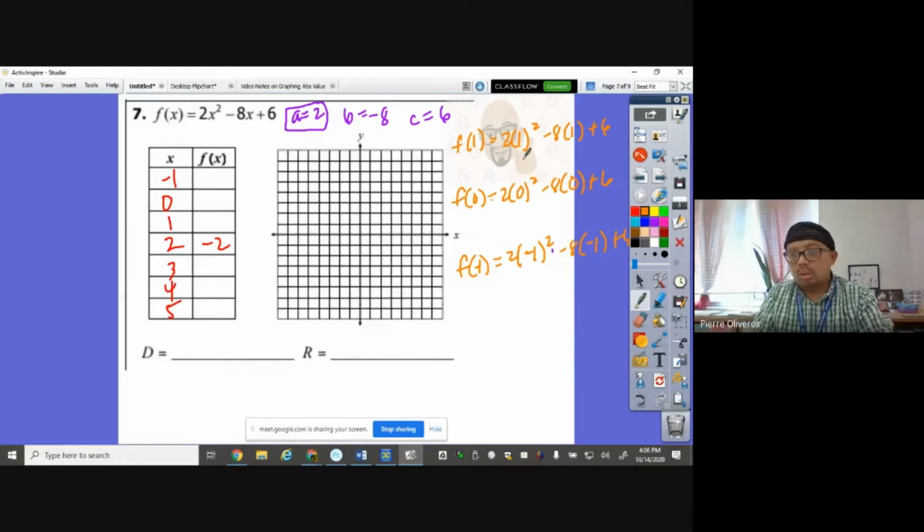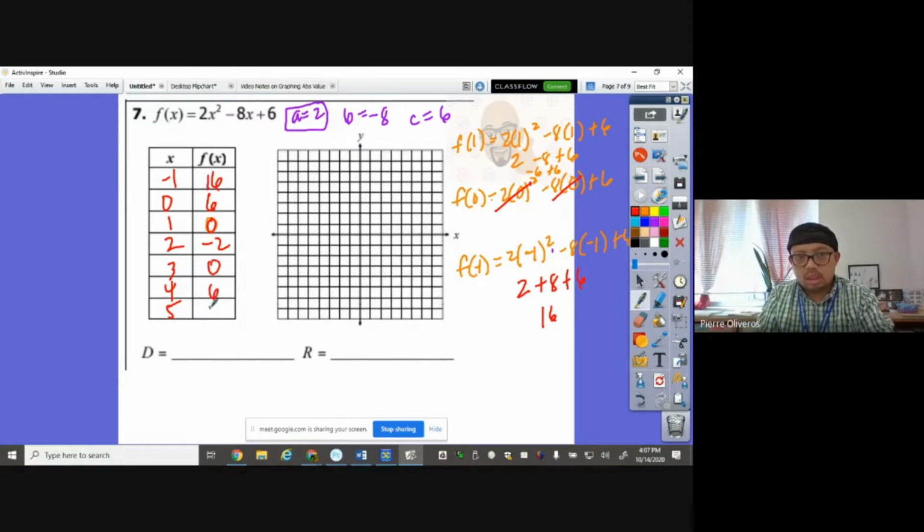Okay, so this will be 1 squared. This will be 2 minus 8 plus 6. This will become negative 6 plus 6, which will be 0. Let's go to 0. That's easy. 0 squared is 0. 8 times 0 is 0. So this will be just 6. And negative 1 squared is 1, times 2 is 2, plus 8 plus 6. So it's going to be 16. I'm just going to copy everything here.